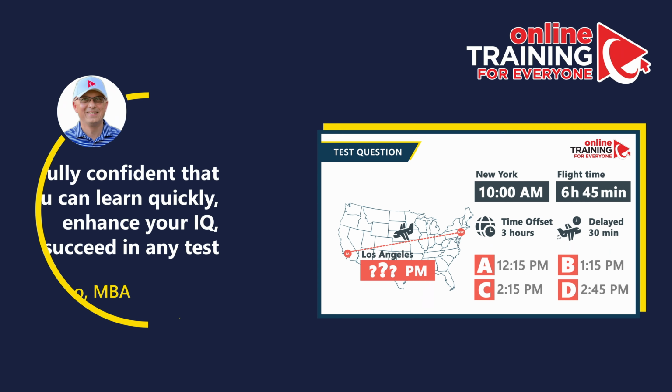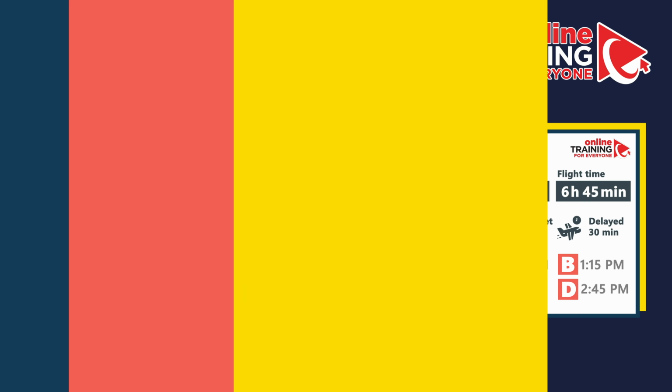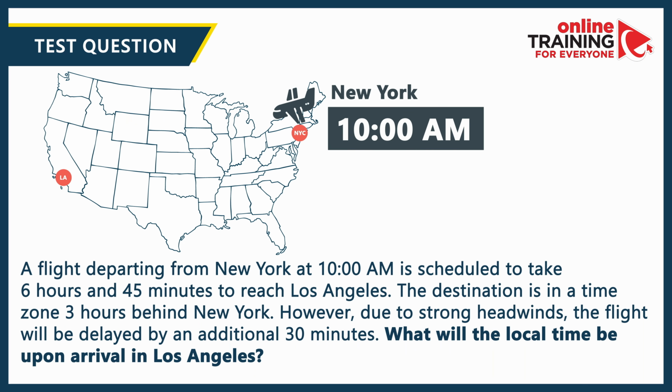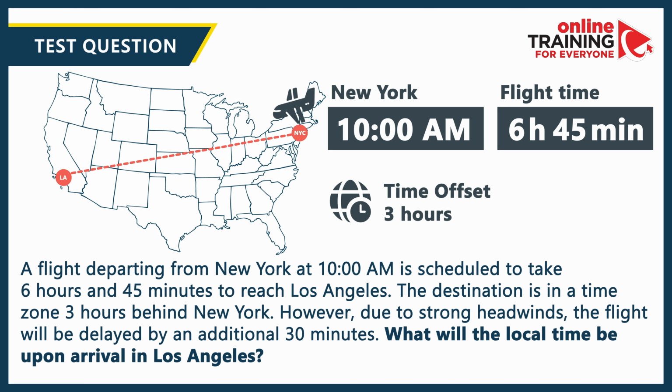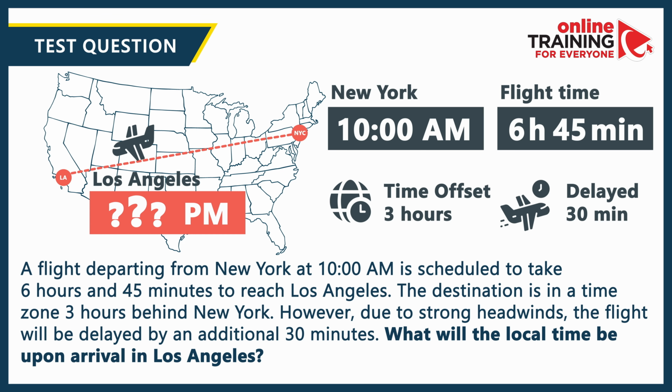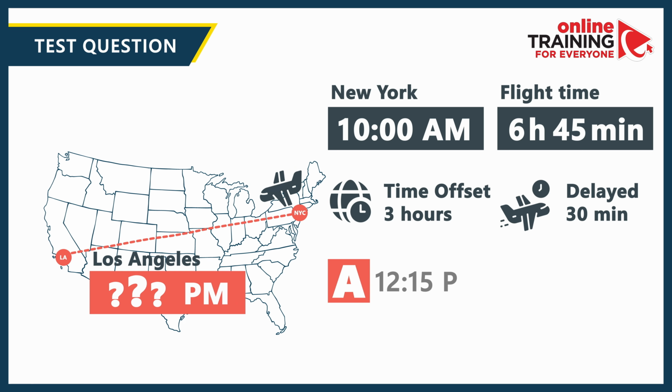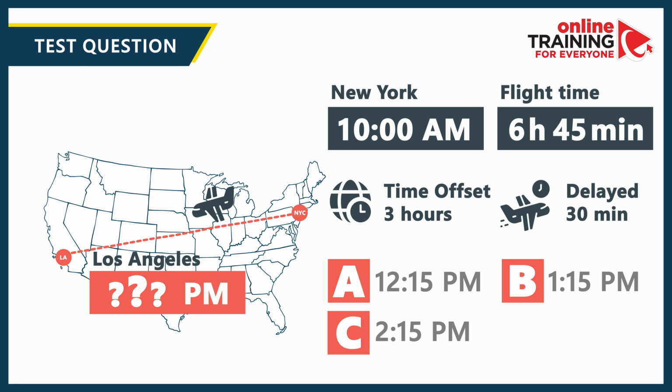Let's test your critical thinking with this fun and practical question. A flight departing from New York at 10 a.m. is scheduled to take 6 hours and 45 minutes to reach Los Angeles. The destination is in time zone 3 hours behind New York. However, due to strong headwinds, the flight will be delayed by additional 30 minutes. What will the local time be upon arrival in Los Angeles? And you have 4 answers to choose from. Choice A, 12:15 p.m., Choice B, 1:15 p.m., Choice C, 2:15 p.m., and Choice D, 2:45 p.m.